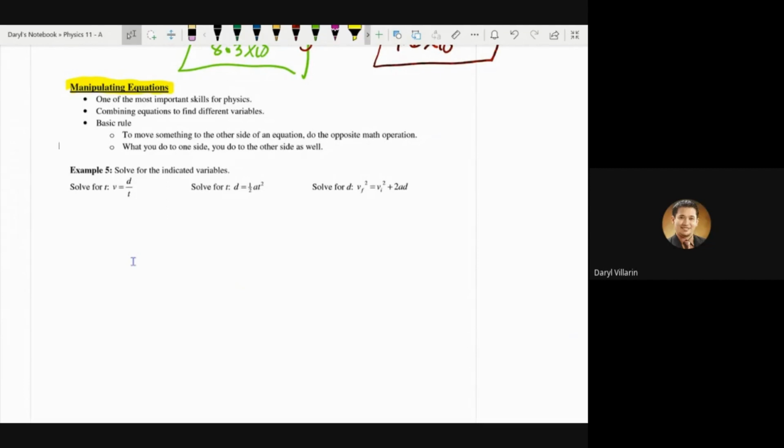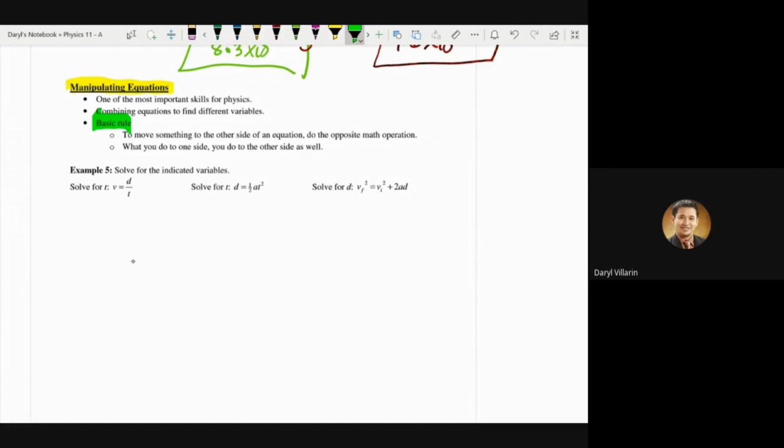So again, this is an important skill that you need to have, combining equations to find different values. So the basic rule is to move something to the other side of an equation. Do the opposite math operations. Well, you've done this maybe in solving equations in your math, okay? So what you do on one side, you also do on the other side. The meaning of this is that if you're adding on one side, you also need to add to the other side. If you're dividing on one side of the equation, you also do that on the other side.